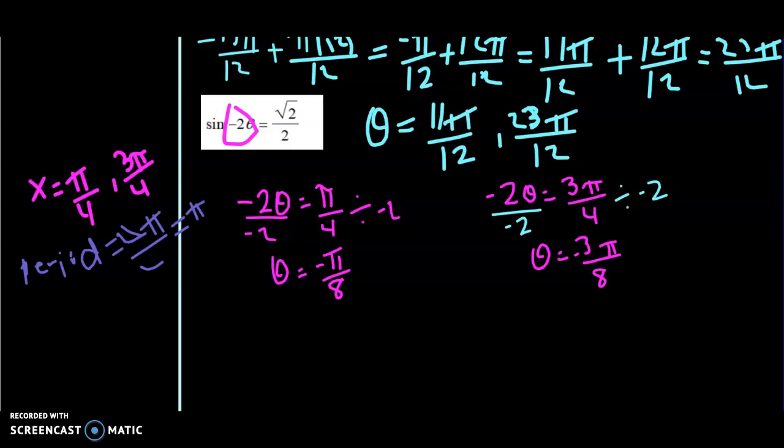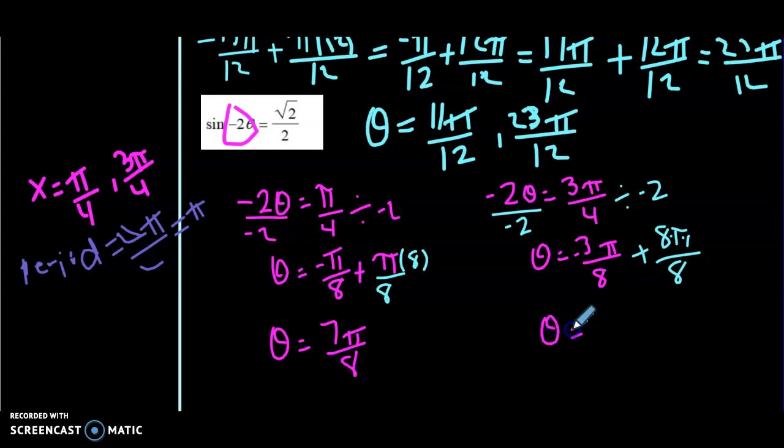So from negative pi over 8, I'm going to add my period, which we said was pi. If I want a common denominator in both cases, my denominator needs to be 8, so I'm actually adding 8 pi over 8. Once I add negative pi over 8 plus 8 pi over 8, that is equal to 7 pi over 8. Over here, we get 5 pi over 8.